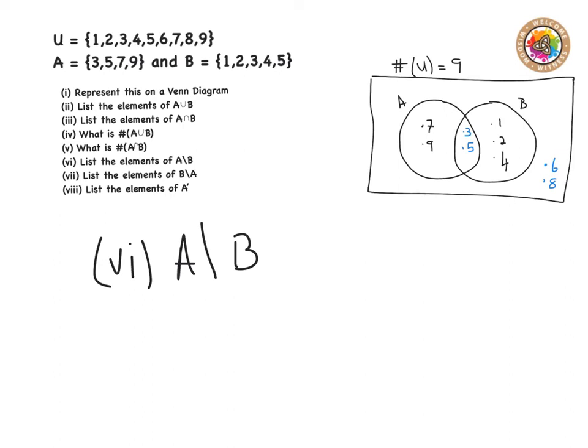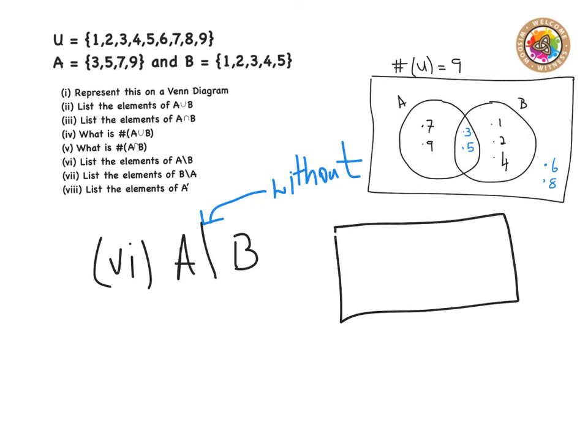So here in part 6, we're asked to list the elements of A / B. So this / symbol, it's a new symbol to us, and it means without. So it's like the bit that's in A only. So if I was to draw a Venn diagram and just shade in the bit that represents it, I'd have A here, I'd have B here, and A without B is just going to be this bit here.